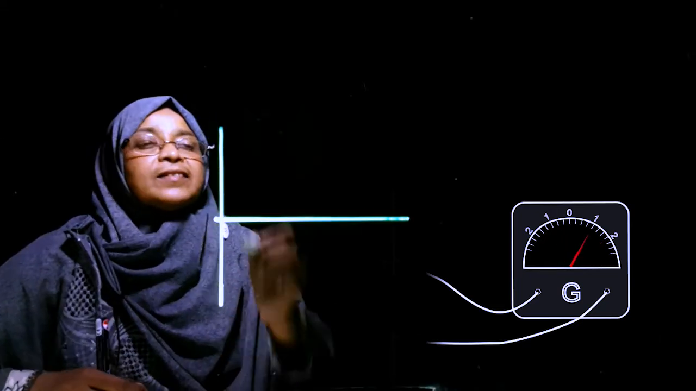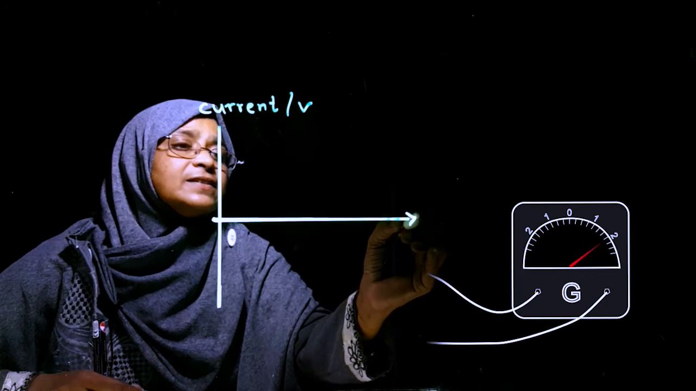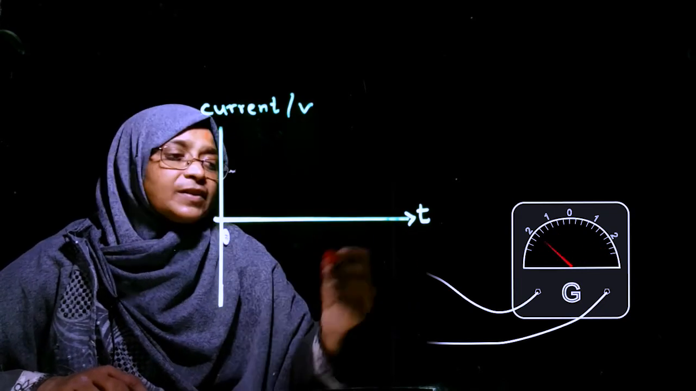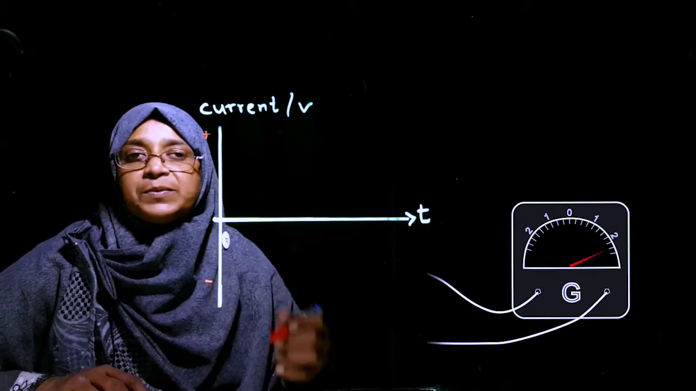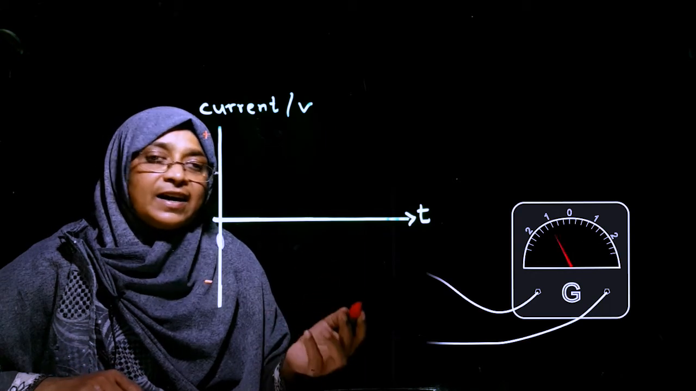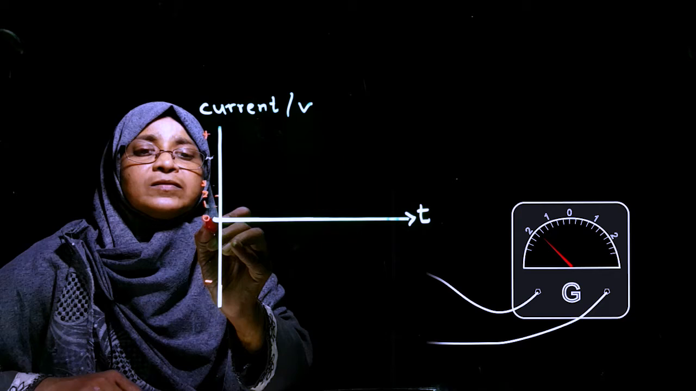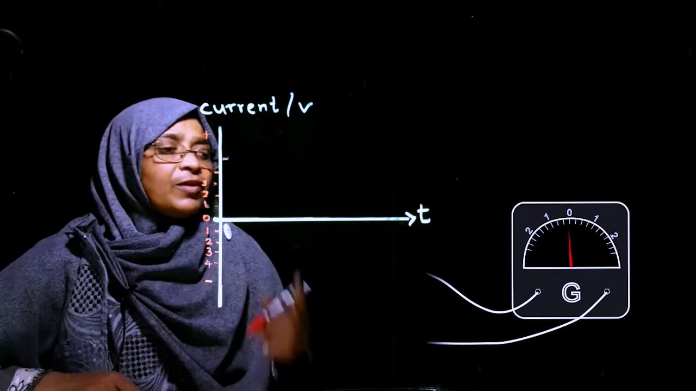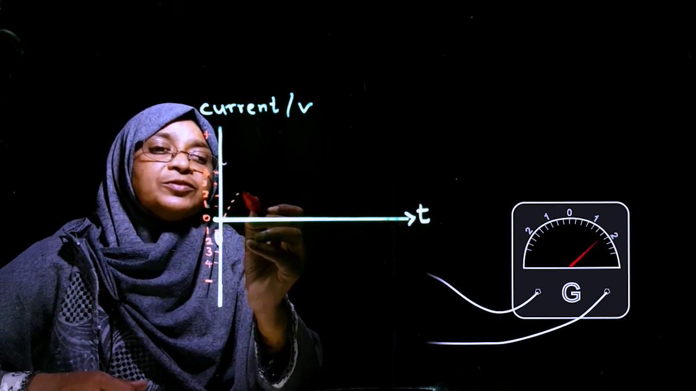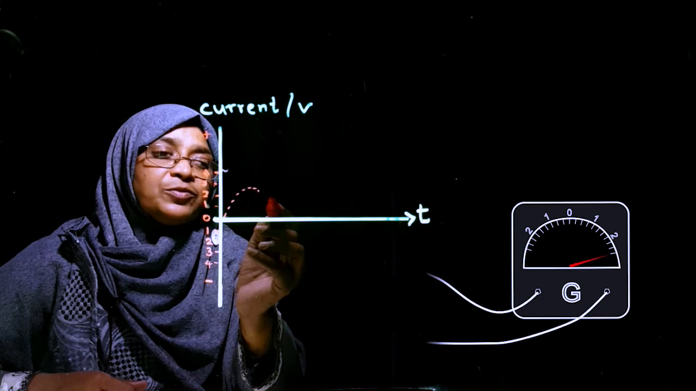In this axis, we get the current or voltage. This axis is time. We mark the clockwise as positive, anticlockwise as negative. Now, let's observe the galvanometer in slow motion. The current we can mark 0, 1, 2, 3. Okay. Now, from 0 the current increases 1, 2, 3 and reaches the maximum, then comes back down 3, 2, 1, 0.